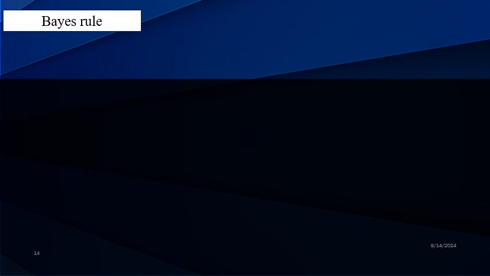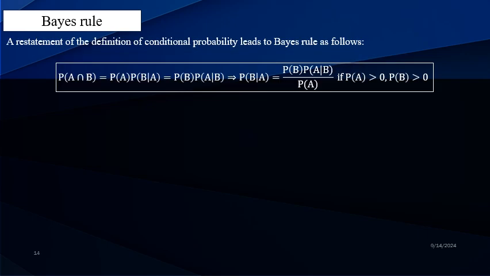Now, there are many other applications, not the last. The interesting one is Bayes' theorem. Do we have time? Yeah, a few more minutes. Then it is Bayes' theorem. Again, I will say that Bayes' theorem is a restatement of conditional probability. Who is doing that snoring? A restatement of the definition of conditional probability may lead to Bayes' rule.